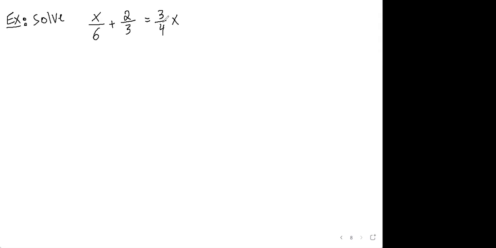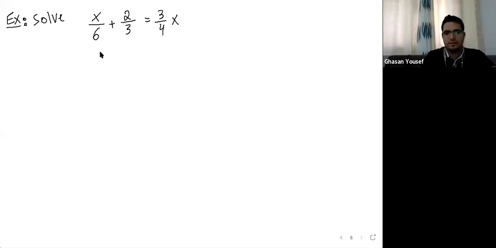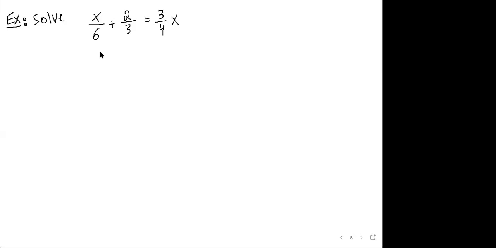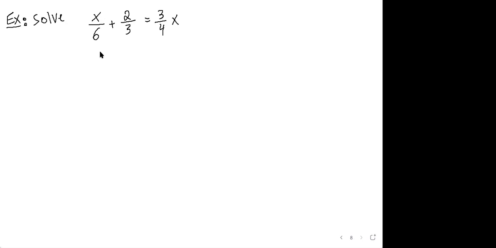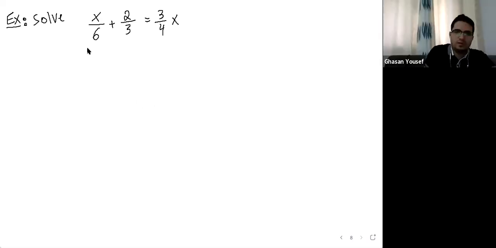I remember one way was to simply multiply everything by the least common multiple. Yes, you can do this, or you can do the steps. The least common multiple of 6, 3 and 4 is 12. Then multiply everything by 12. But you can also move everything to one side and simplify that way. Exactly. So I'm going to move all the variables to one side and all the numbers to the other side. I'm going to move the x over 6 to this side.